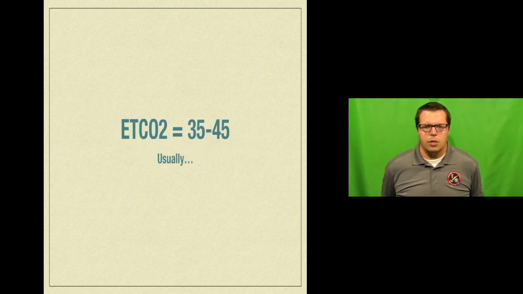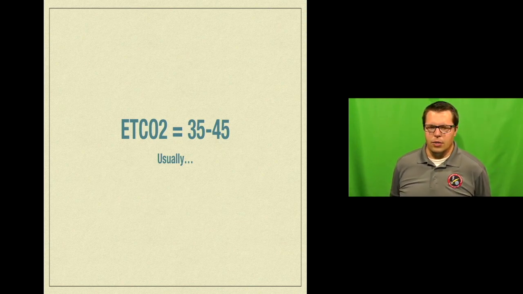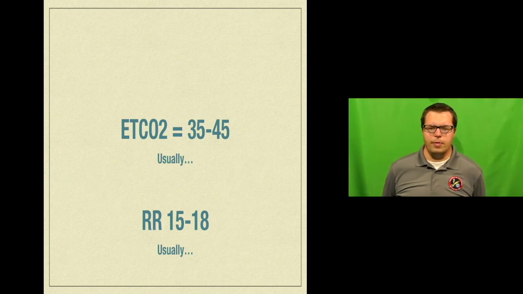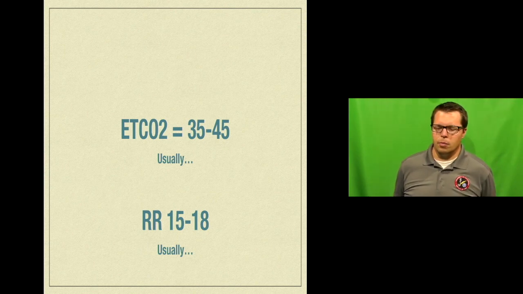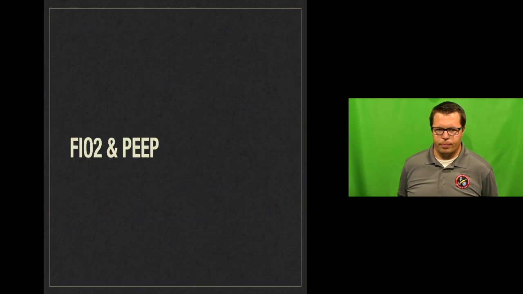For most folks, if we're looking at a number, that number needs to be between 35 and 45 on your end tidal CO2. Typically speaking, although there are caveats to that, that's usually going to be achieved with a respiratory rate between 15 and 18 for most people. And again, there are big caveats to that, but if you just need something to start off with, if your ventilator respiratory rate is between 15 and 18, your end tidal CO2 will probably be between 35 and 45, which is about target.